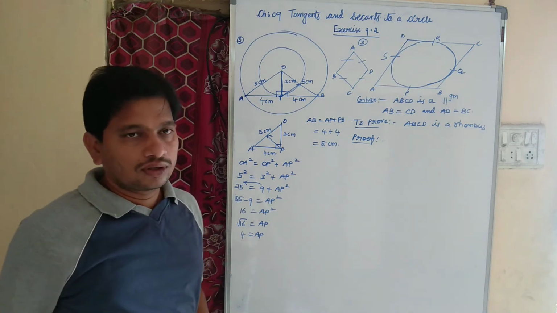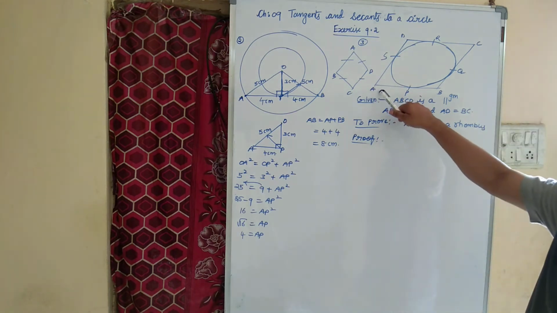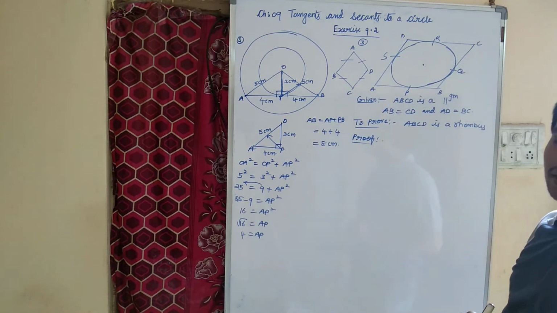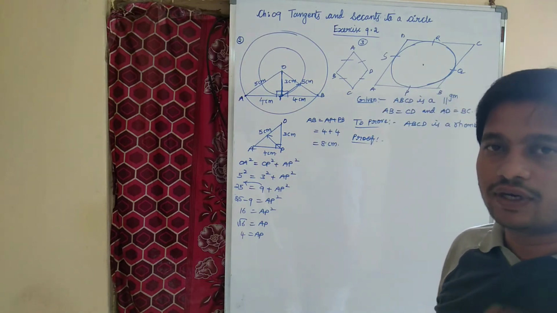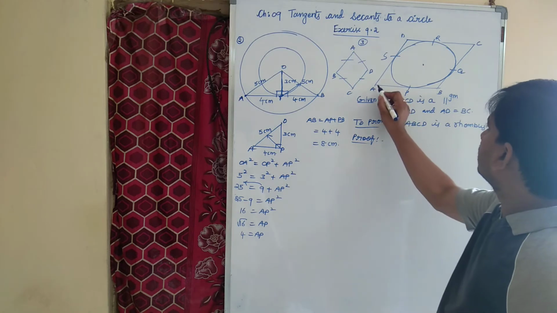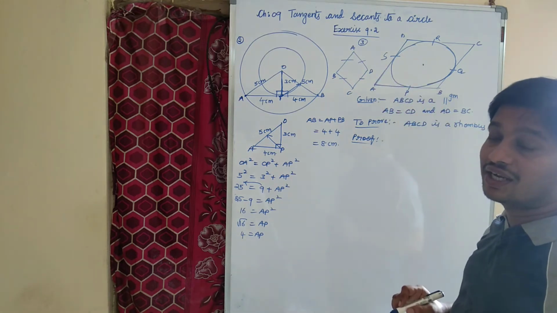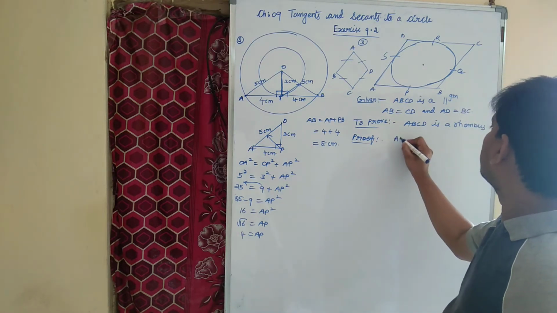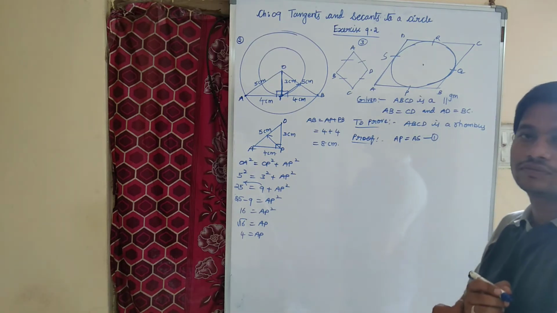Clear? So, A is an external point to a circle. The lengths of the tangents that can be drawn from an external point to a circle are equal. Here AP is a tangent as well as AS is also a tangent. So I can say that AP equals AS. This is our equation number 1.